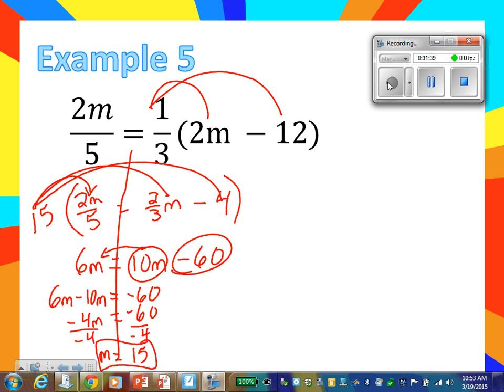Anybody need to see the check on this? Want to see the check? You plug it in here, you plug it in here, you just work PEMDAS. Like I would times these together first, work your numerator first, then divide. Over here you would work your parentheses first, and then times by a third. At the end of the day, the two sides should come out equal. Okay? Everybody okay? All right, last one.